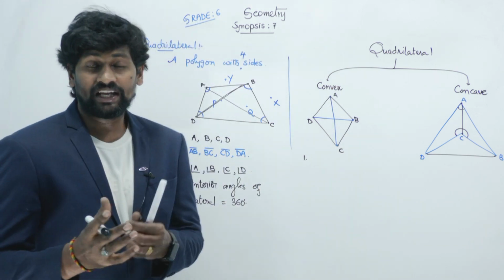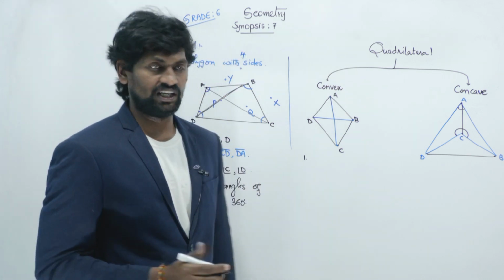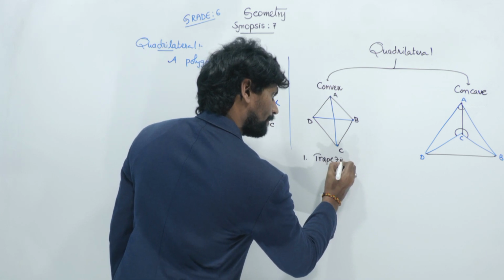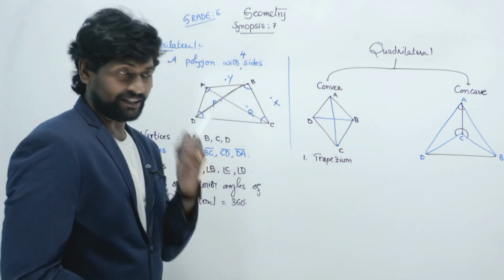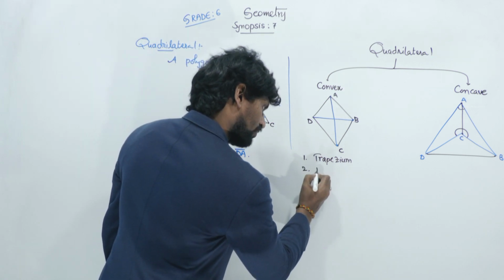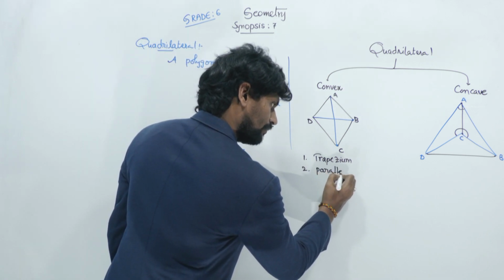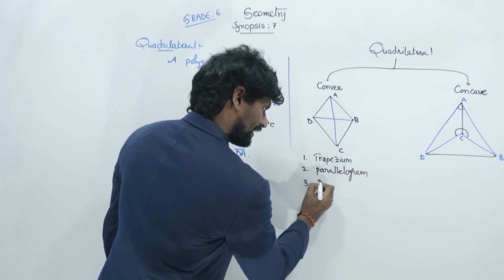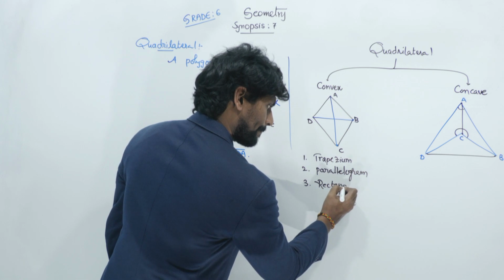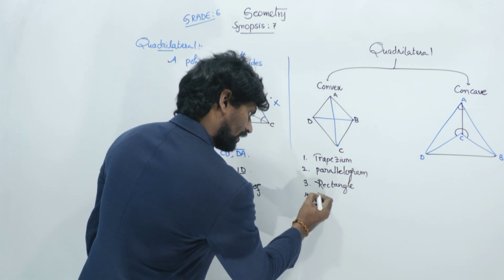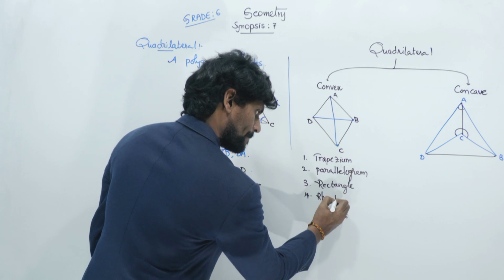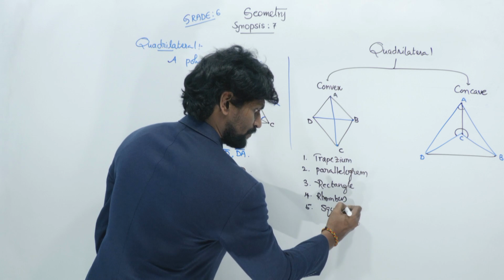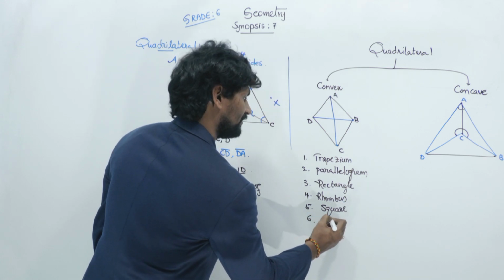A convex quadrilateral is again divided into 6 types of quadrilateral. The first quadrilateral is the trapezium. Second one, parallelogram. Third one, rectangle. Fourth, rhombus. Fifth one, square. And the last one is the kite.